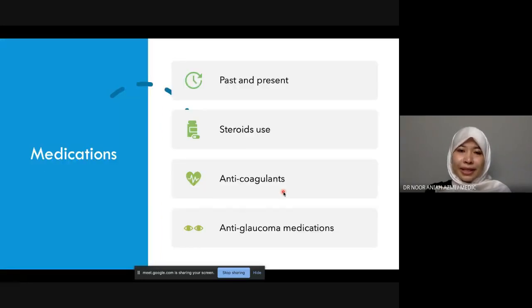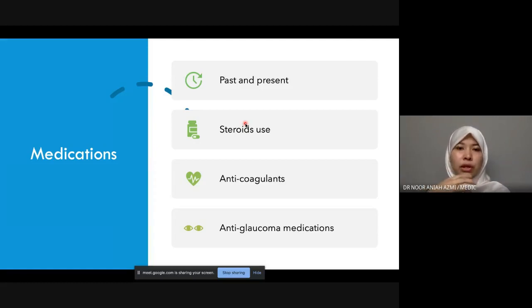All right. So medications, you have to know what medications they are on right now, and what medications they were on previously. And steroid use is very, very important. We want to know whether the patient is on steroids or not. Two types of steroids: topical and also oral, the systemic steroids. If it's systemic steroids, the patients can develop complications from steroids. The patients can develop cataract. And usually with the topical steroids, they can develop secondary glaucoma.